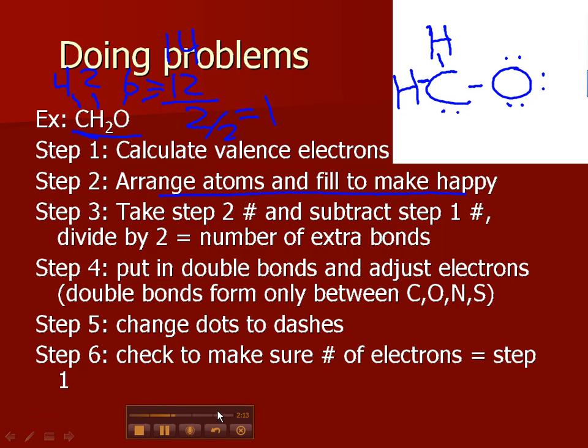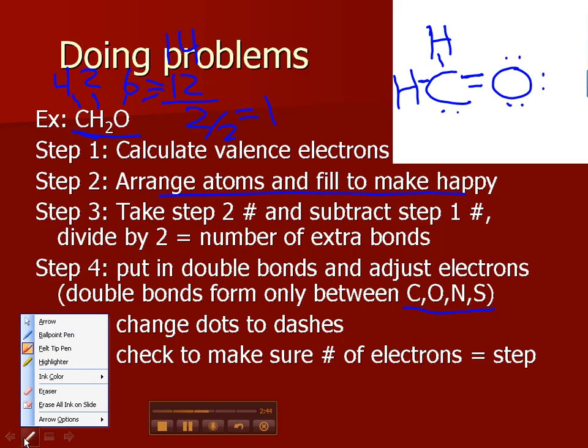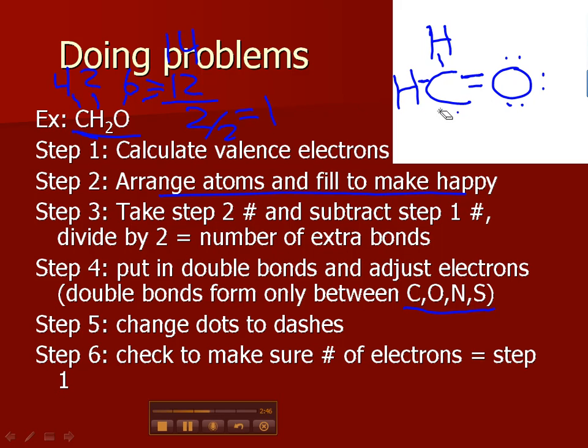So what does that mean? That means that we are going to have to put in another bond. You can put your double bonds in between carbon, oxygen, nitrogen, or sulfur. Now in this case, we cannot put a bond to a hydrogen because the hydrogen can only have 2 electrons on it. We can, however, put a bond onto the oxygen. Now if you count the number of electrons on the carbon, you can see it has 1, 2, 3, 4, 5, 6, 7, 8, 9, 10. That means that we then have to erase 2 of the electrons that were on the carbon.